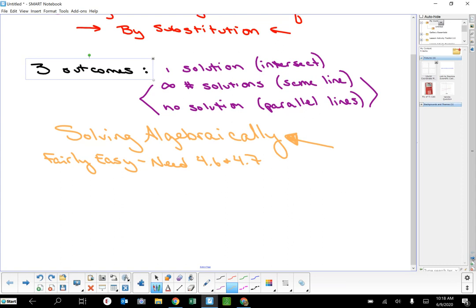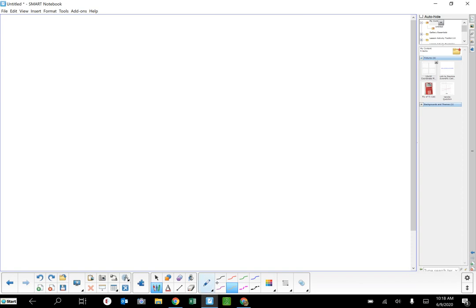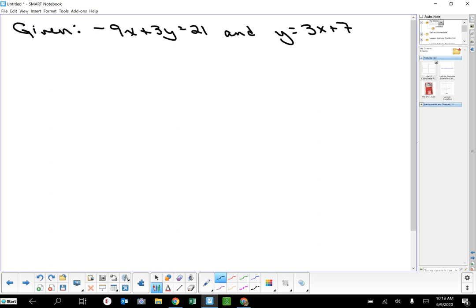So here's the first example that we're going to do. You're going to be given 2 equations, and they may be in slope-intercept form. They may not be. In this case, you have negative 9x plus 3y equals 21. And the other equation is y equals 3x plus 7. So this doesn't have to be in slope-intercept form. It can be in any other form.